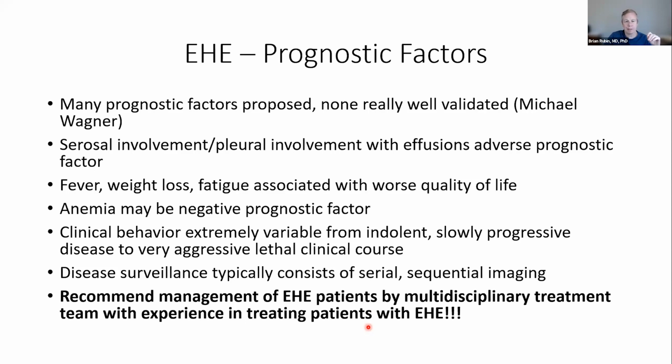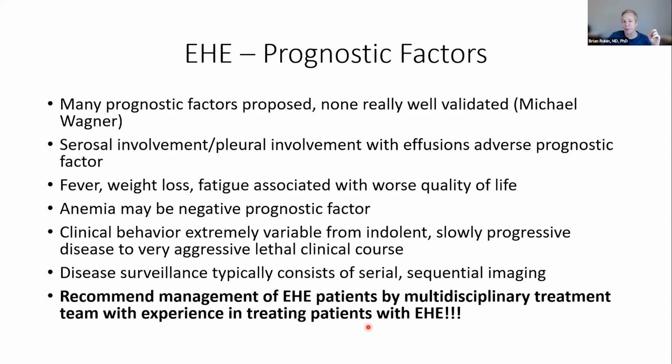So I will say that many prognostic factors have been proposed, but none are really well validated. And I believe you're going to hear later on today from a young oncologist from the University of Washington, Michael Wagner, who's going to talk about some work he's been doing looking at registries of cancer patients to try to understand prognosis and some other factors pretty well. So I'm just kind of giving you a highlight about his talk.